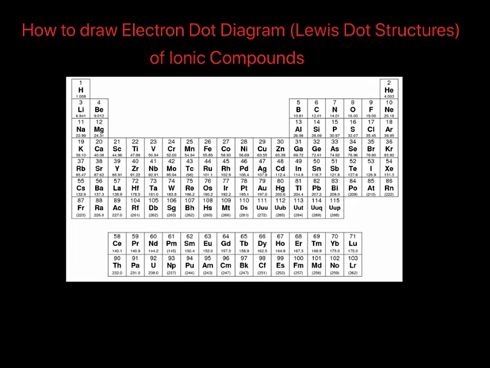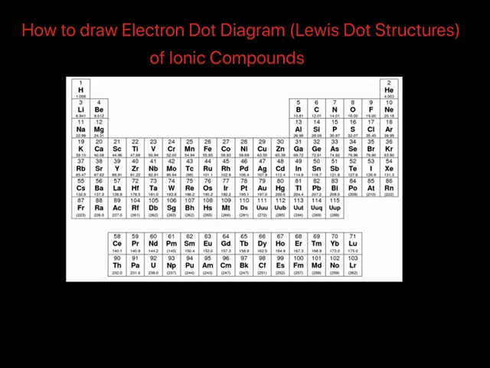Okay, so today let's learn how to draw electron dot diagrams or Lewis dot structures of ionic compounds. Before we do this, you have to know about the periodic table and why it's set up that way. You also have to know about atomic structure. If you don't know these topics, please refer to my earlier videos so that you'll know how to do these electron dot diagrams.